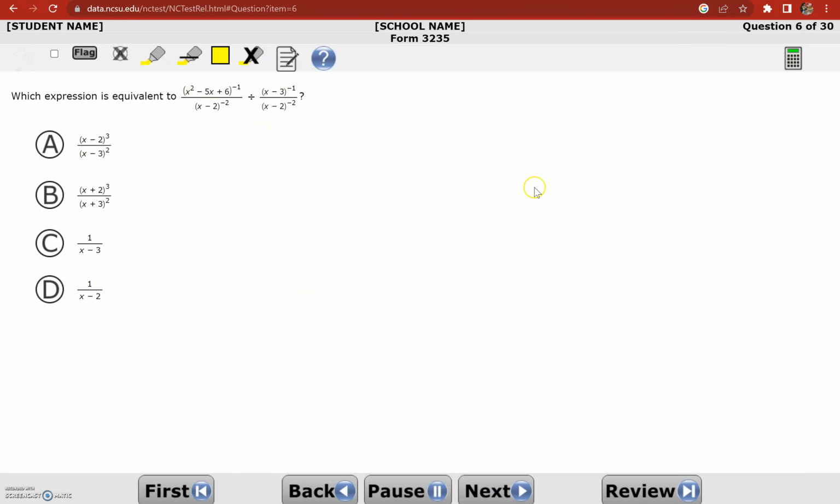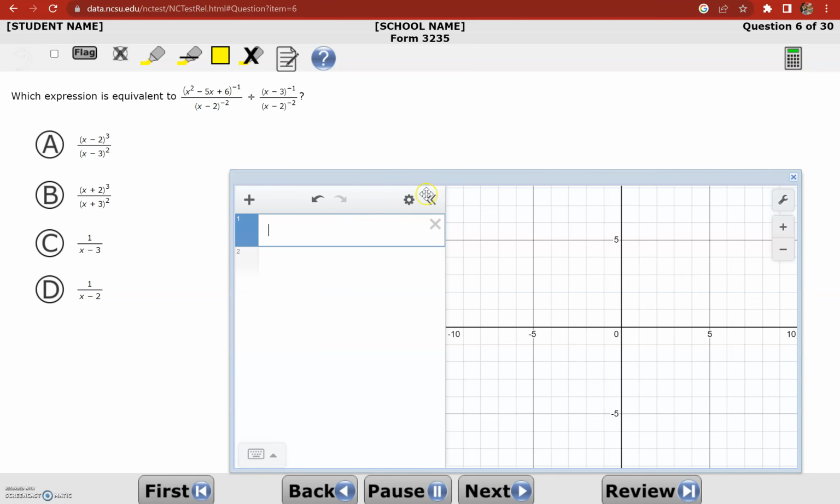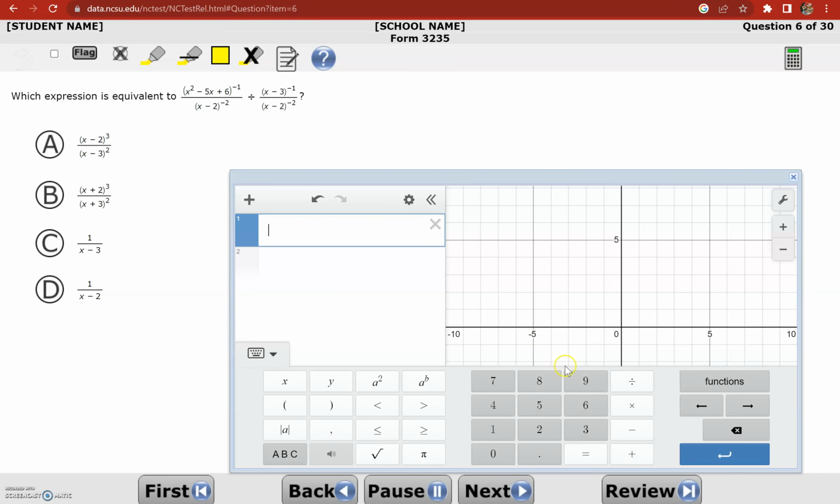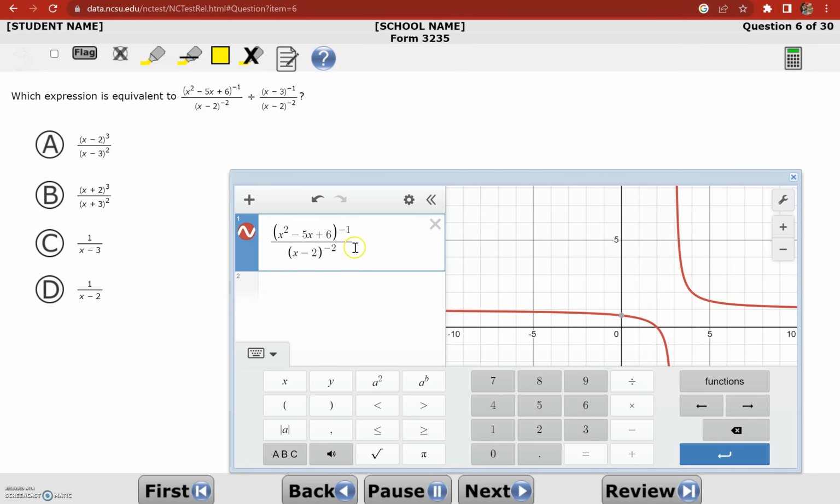This one's going to be really hard to do using Desmos, but I'll show you anyways. The reason it's challenging is because I have a fraction that I need to start with. So x squared minus 5x plus 6 raised to the negative 1 power. Need that negative 1 to be outside the parentheses. And then I have x minus 2 raised to the negative 2 power.